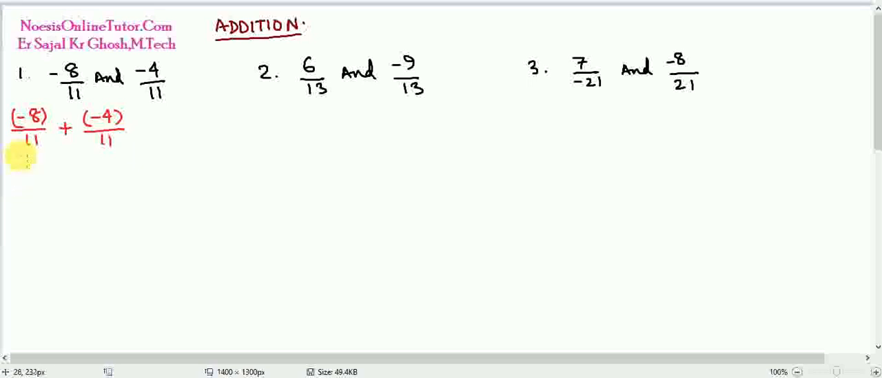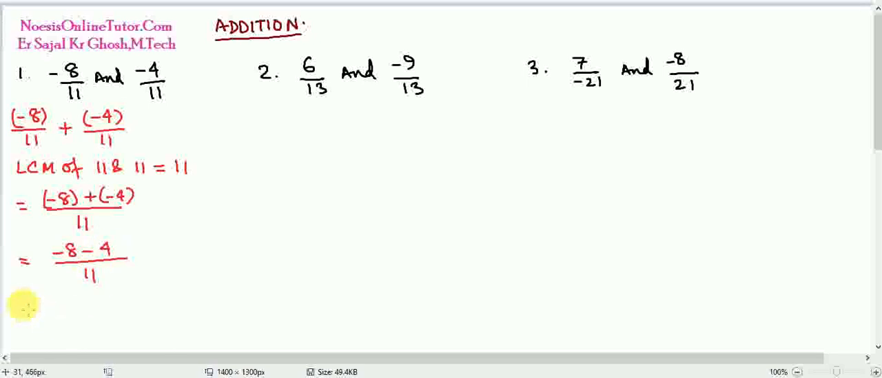Here, what is the LCM of 11 and 11? LCM of 11 and 11 equal to 11. So I could write 11. Now divide 11 by 11, I will get 1. Then it is -8 × 1, that means -8 plus -4 × 1. That become -4, so it become -8 − 4/11 is equal to -12/11. So this will be the answer.